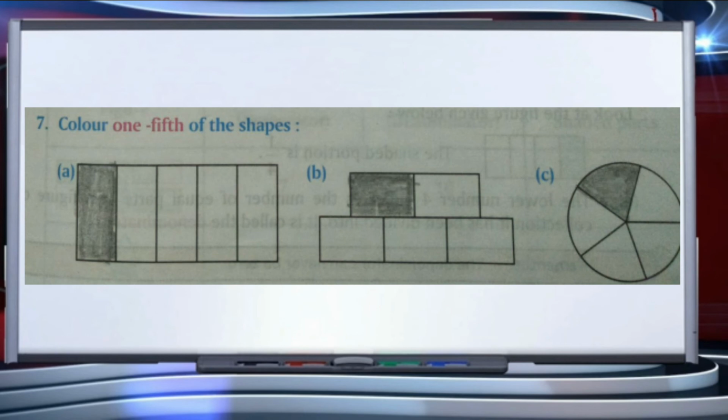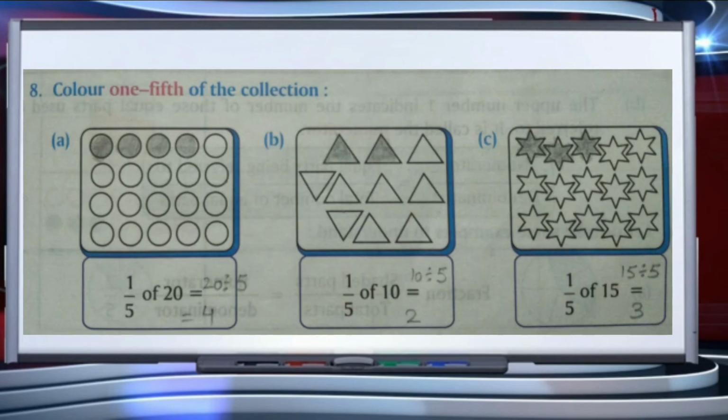Seventh question is color 1/5 of the shape. We have to color only one part out of 5 equal parts in this question. Next is question number 8. Color 1/5 of the collection. Now what we will do? 1/5 of 20 is equal to 20 divided by 5. So what is 20 divided by 5? That is equal to 4. We have to color 4 balls in this.